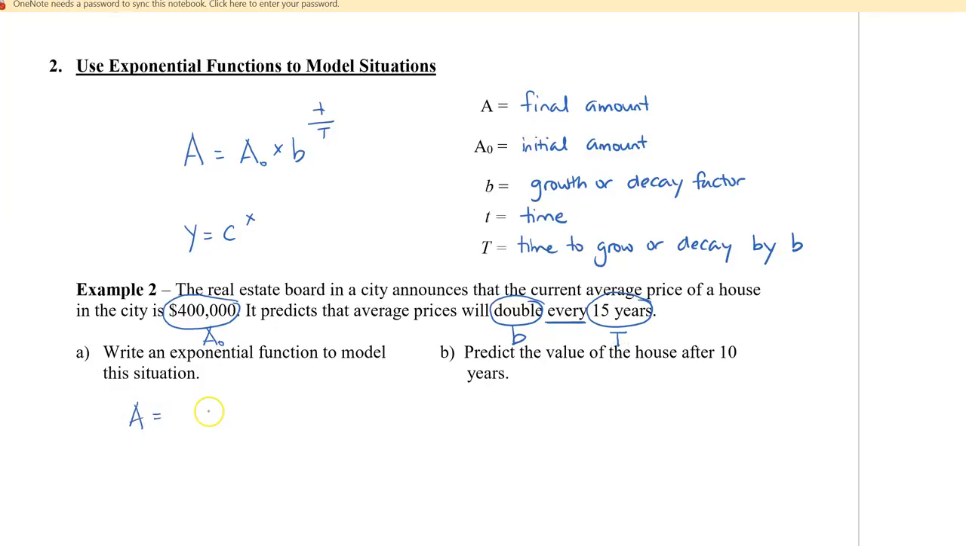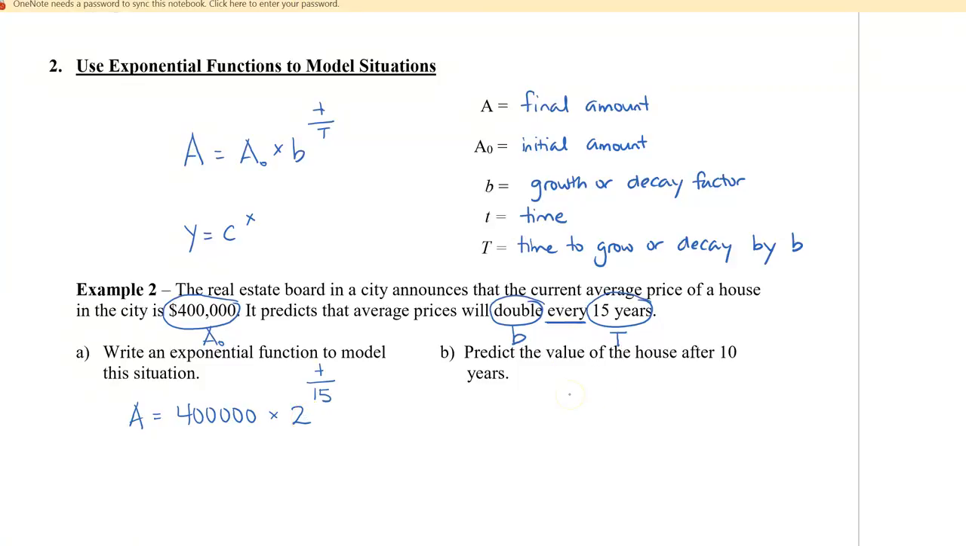All right, so writing the formula, we get A equals $400,000 times 2 to the power of little t, which we don't know that time, divided by T, which is going to be 15. And it takes 15 years again for it to double. So that's why the 15 is on the bottom.